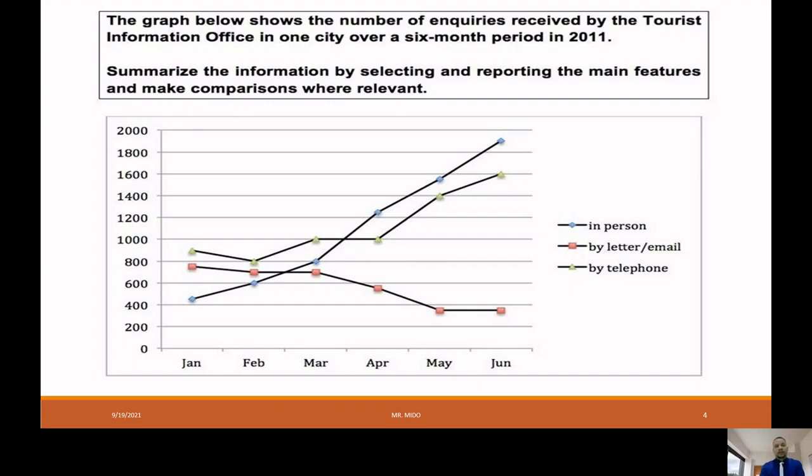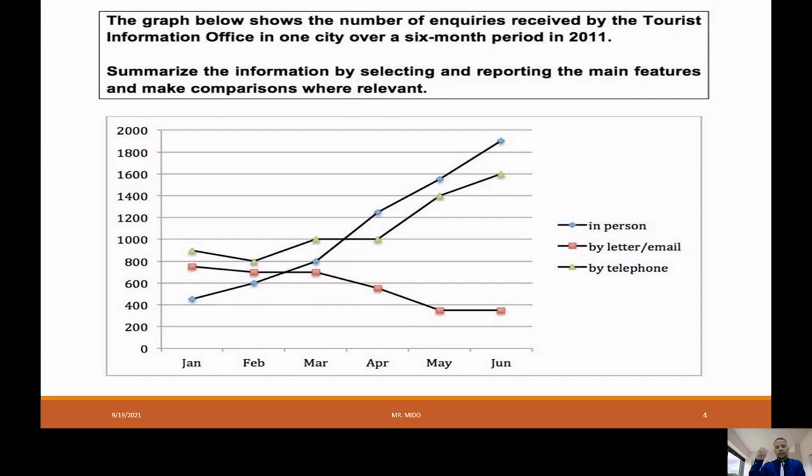Let's go to the shape in front of you. How could you analyze it? You have to read the keywords. On the right, we have in person in blue, by letter or email in red, then by telephone in green. Down here I have Jan, Feb, March, April, May, June. So 6 months. And I have from 0 to 2000 as the number of inquiries for each way of inquiry: in person, by letter or email, or by telephone. Now we have read the instructions.